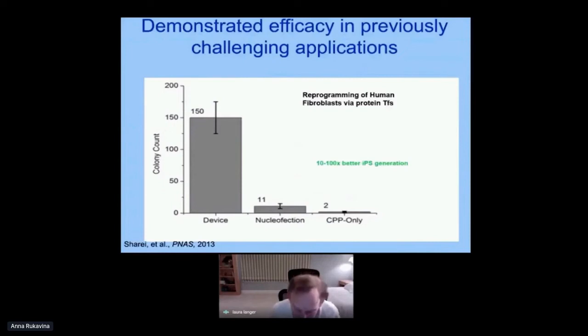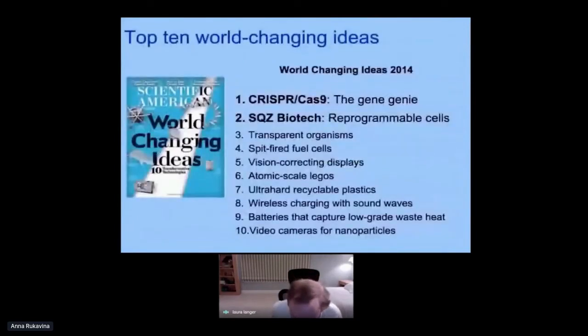device. And interestingly, Scientific American, next slide, in 2014, named their top 10 world-changing ideas of 2014. They picked CRISPR-Cas9 as the first one and Squeeze as number 2. I felt they had the order wrong, but it's okay. Not only did this end up being more effective, it also is safer. You get less cell death.